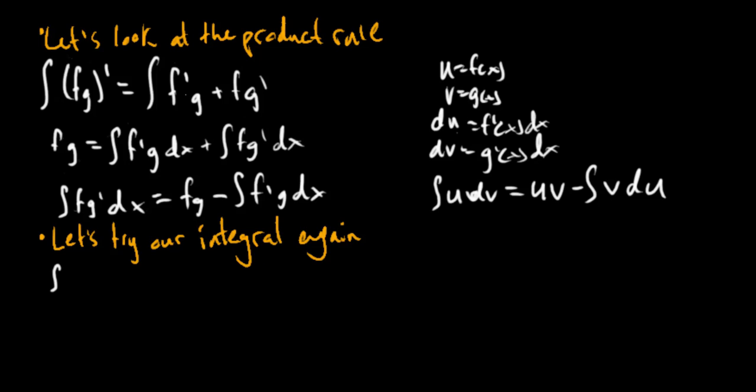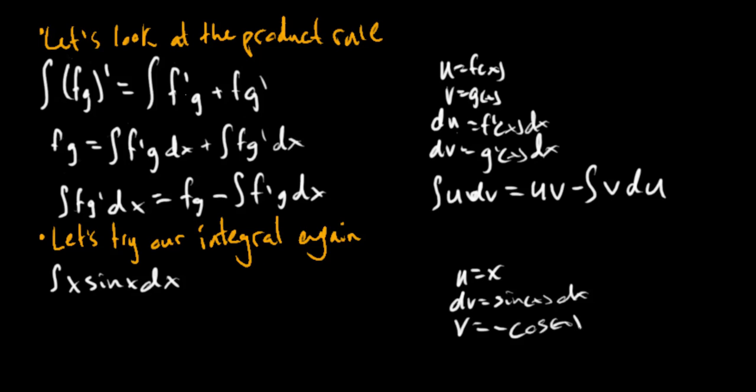So our integral is the integral of x times sine of x dx. Let's use our integration by parts formula, right? Let's assign and say that u is equal to x, right? And dv is equal to sine of x dx. V would then be equal to negative cosine x, and du would be equal to just dx.